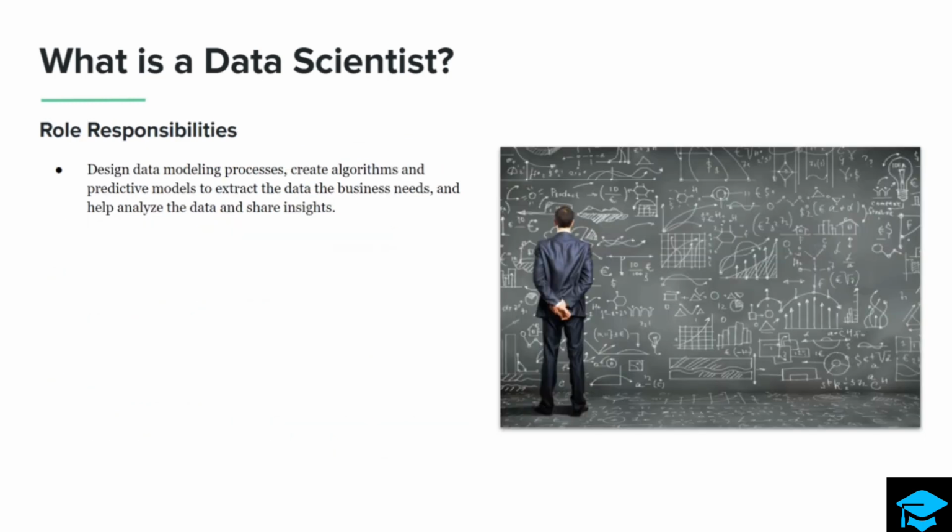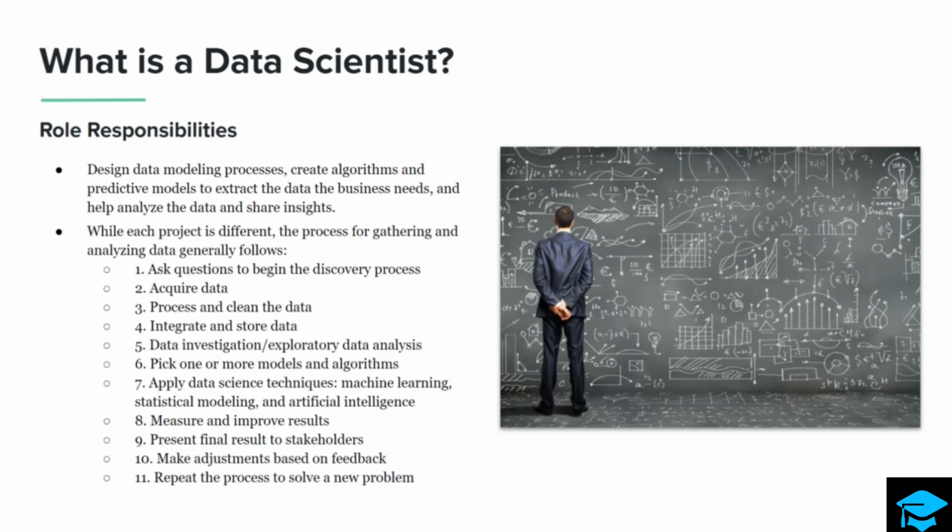Okay, so now let's look at some of the role responsibilities. So the role responsibilities here for a data scientist: design data modeling processes, create algorithms through machine learning, right? And predictive models to extract the data the business needs and help analyze the data and share the insights. So while each project is different, the process for gathering and analyzing data generally follows this 11-step process.